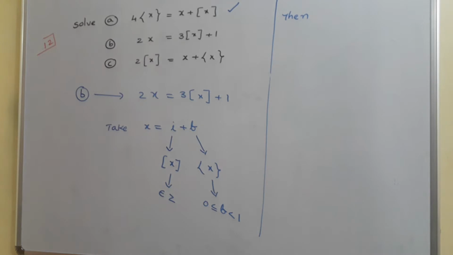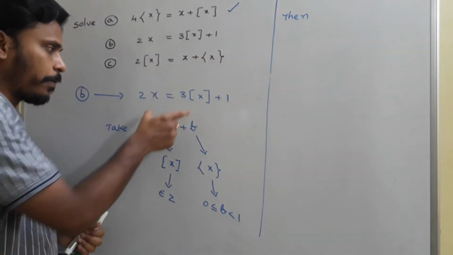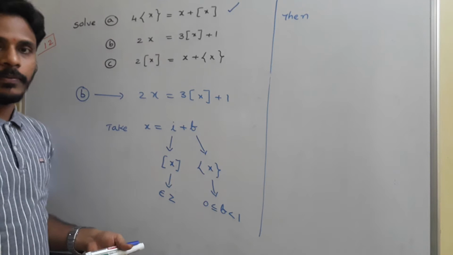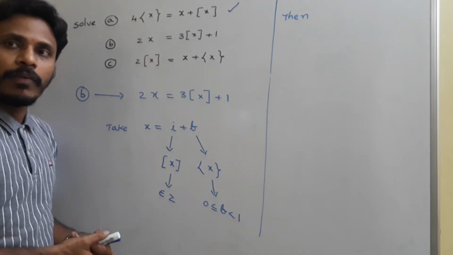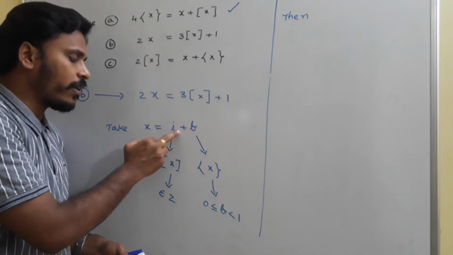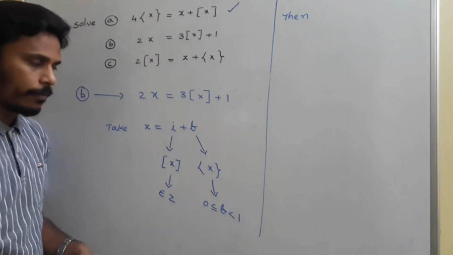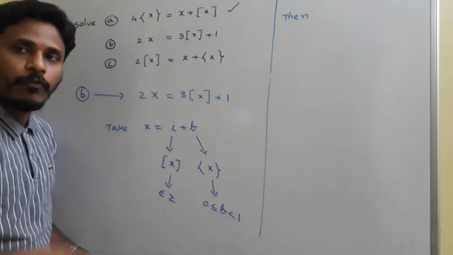Now, part B of the 12th one, the second bit. 2x equals 3 times the step x plus 1 is the problem we need to solve, in the sense we need to find the values of x. As we discussed in the previous case, for every problem that involves the step function, we need to take x equals i plus f. I is the integral part of x, f is the fractional part which is between 0 and 1. Then you need to convert the given problem in terms of this i and f first.